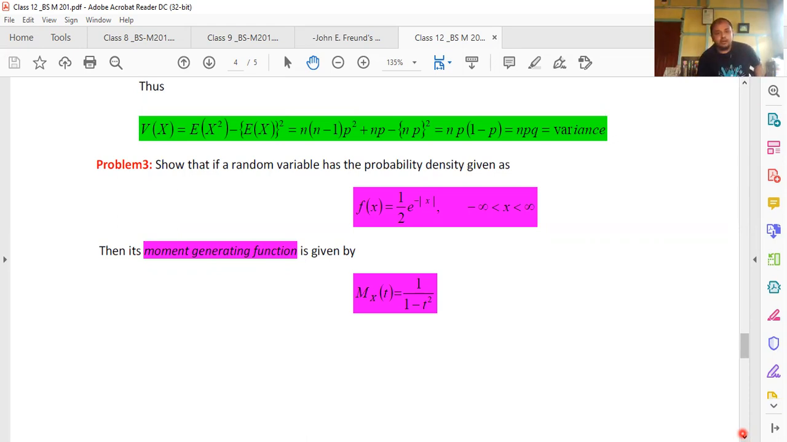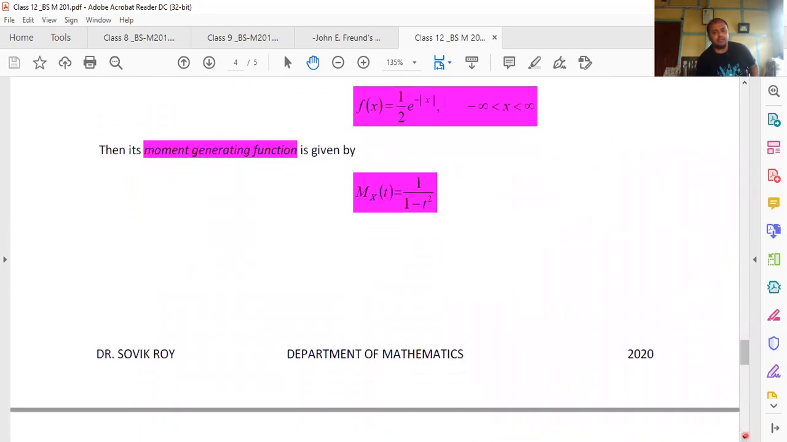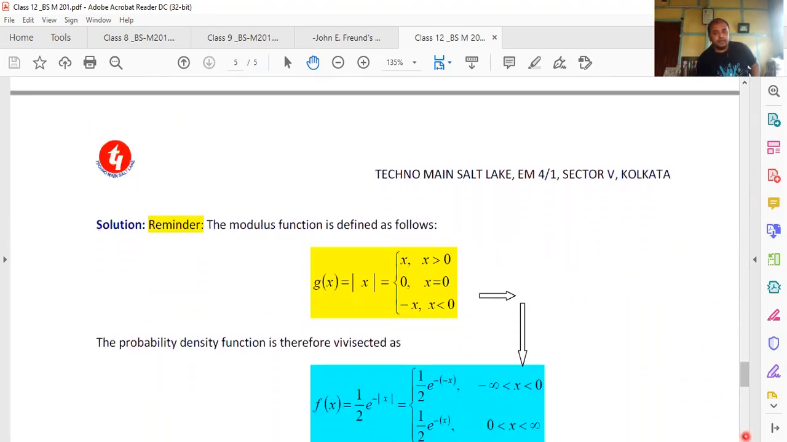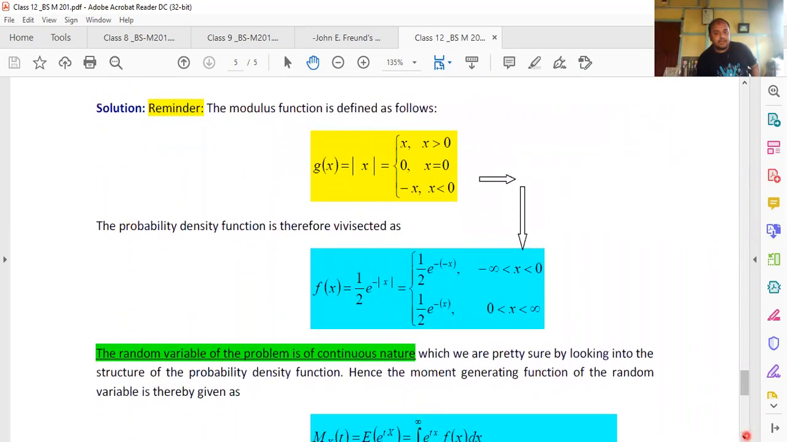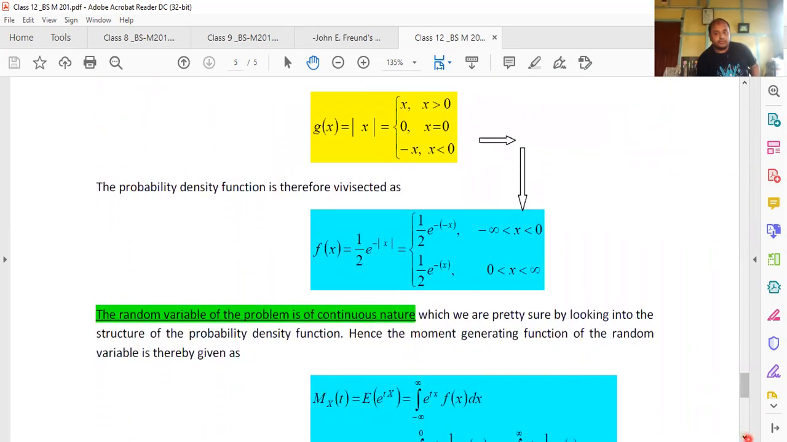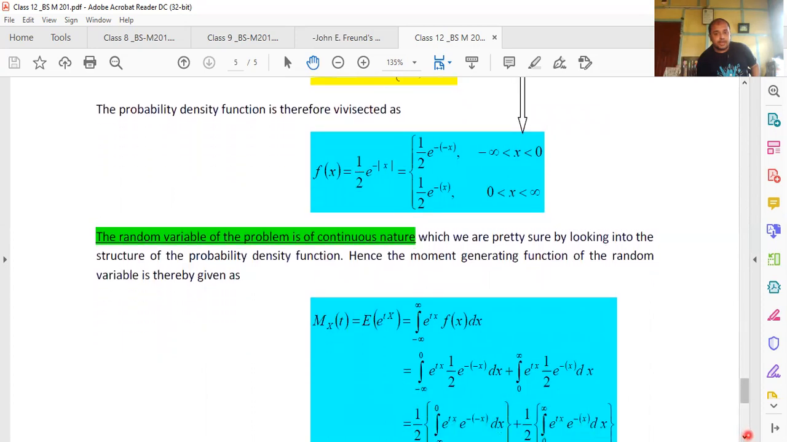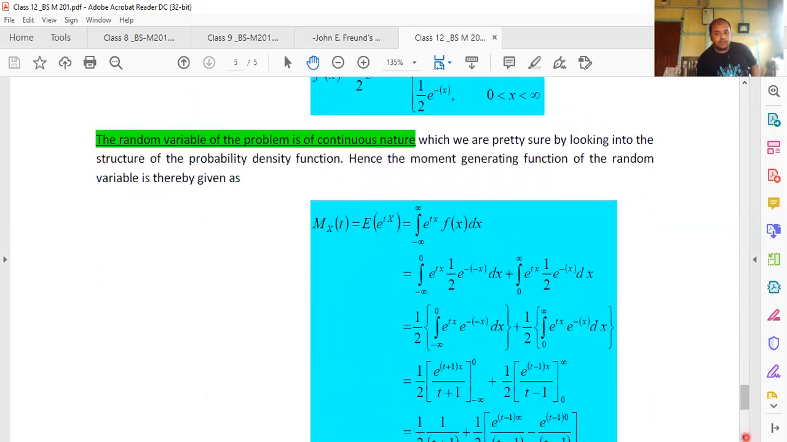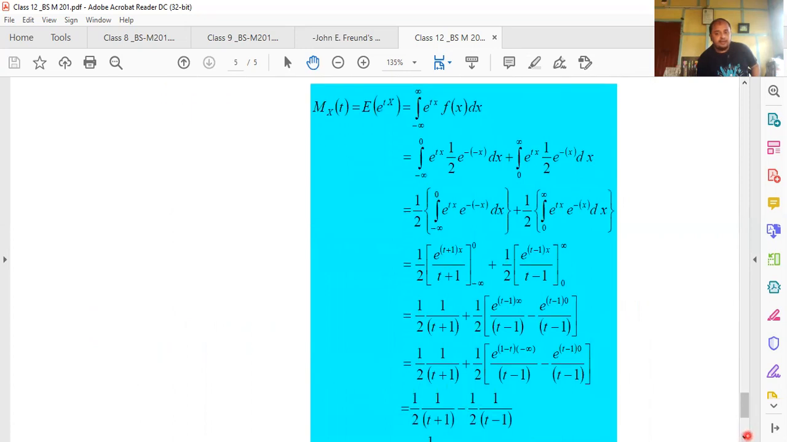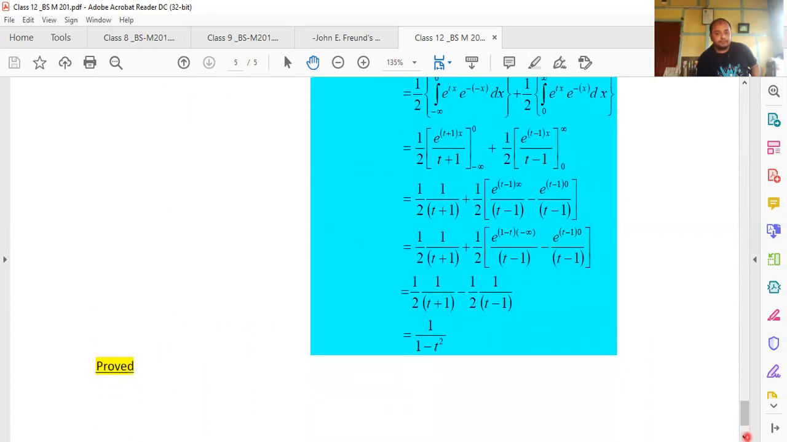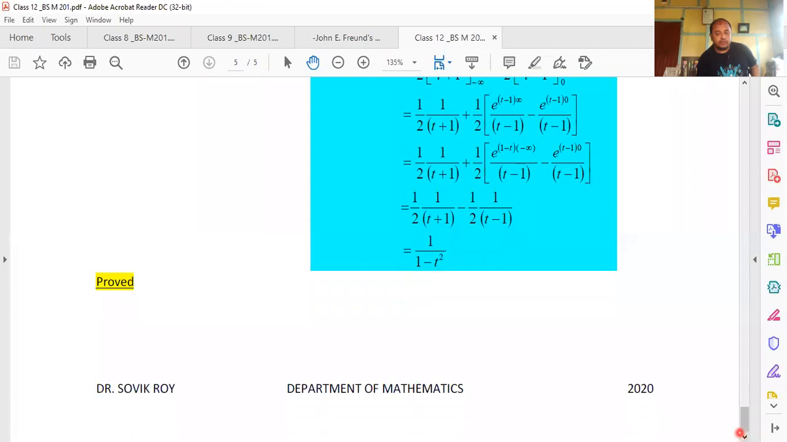In the problem, it is given that if the probability function is given like this, the moment generating function can be calculated as 1 by (1 minus t square). And subsequently, you can calculate the mean and variance also. Anyway, I can see that the problem has already been solved for you. So whenever you get time, you just have a look at this.